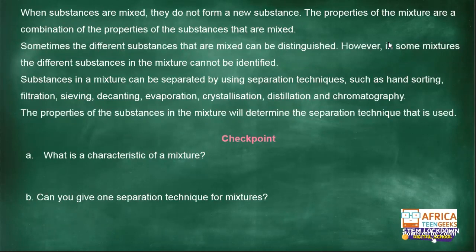The properties of a mixture are a combination of the properties of the substances that are mixed. Sometimes the different substances that are mixed can be distinguished. That means that you can tell them apart from each other. However, in some mixtures, the different substances cannot be identified. Like for example, you're not able to tell the difference between the two. Who can give me an example of mixing something where you can't really tell the difference?